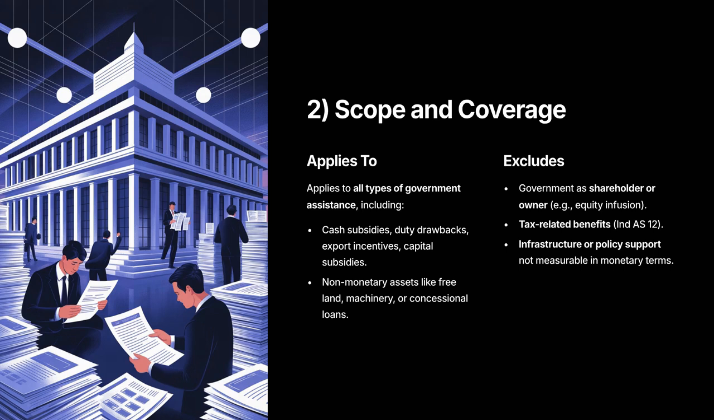If the government acts like an owner or shareholder, say by investing equity, that's not covered. Tax-related benefits are handled under IND AS 12, the tax standard. And any broad policy support, like free infrastructure that can't be valued reliably, is also excluded. So remember, if the benefit can be measured in money and is conditional, it probably falls under IND AS 20.